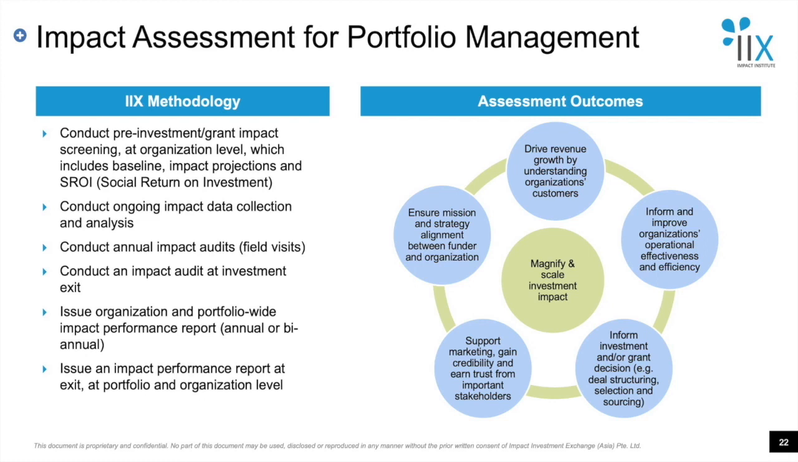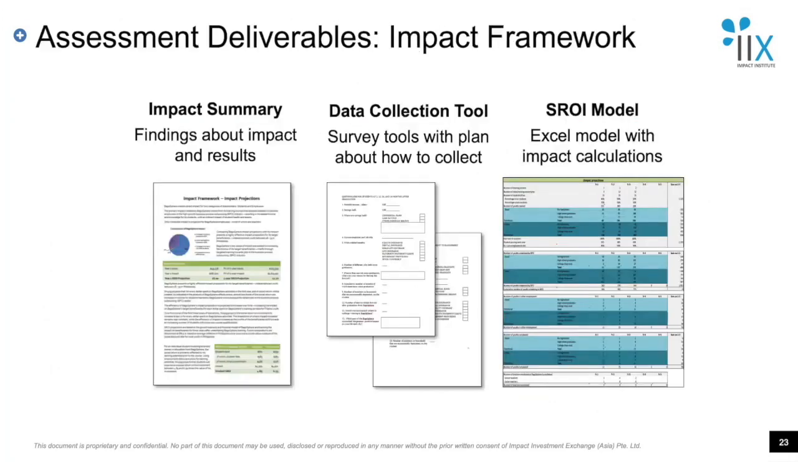pulling all of them together under a portfolio perspective. Now, at the end, if you look at it, the impact framework and the data collection and the SROI, the social return on investment, the model, and all of this is how it should look. But those are just the outputs of the report. So now let's go a little deeper and look at a little bit more of the details. So the framework, let's spend a little bit of time on the framework.